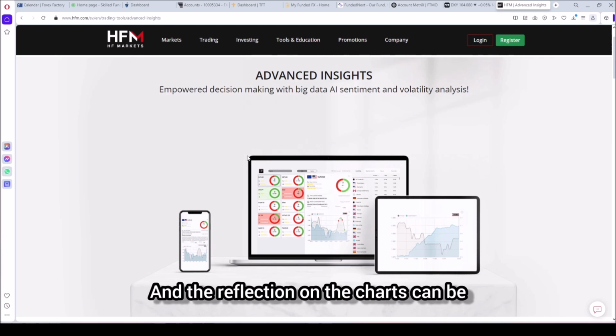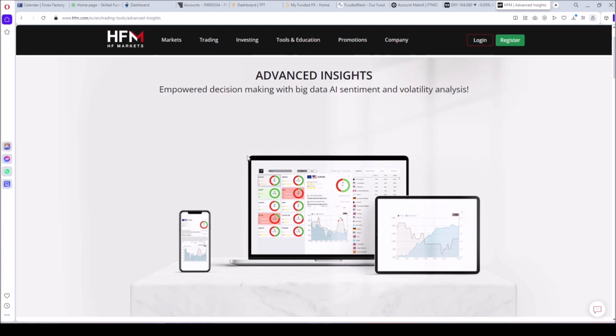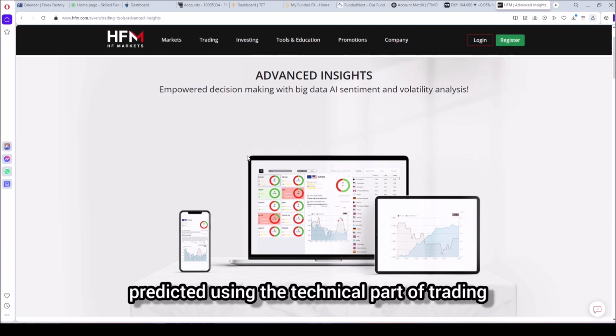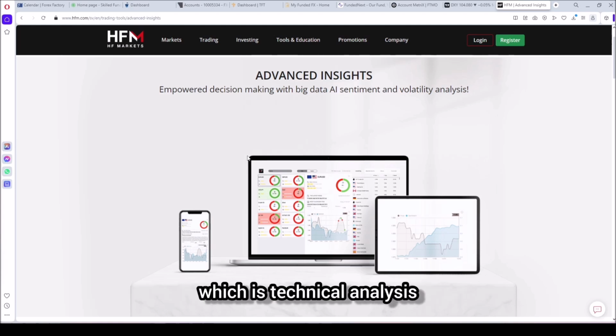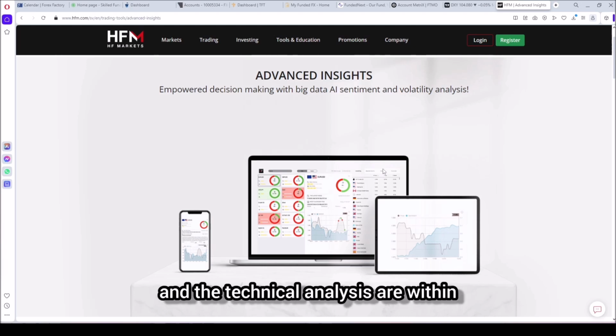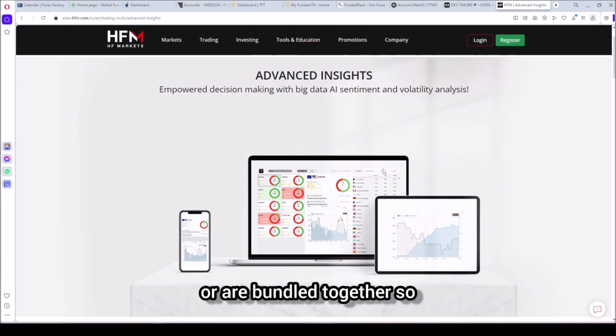And the reflection on the charts can be predicted using the technical part of trading, which is technical analysis. So in this particular case, we can see that the fundamentals and the technical analysis are bundled together so that we can have an outcome.